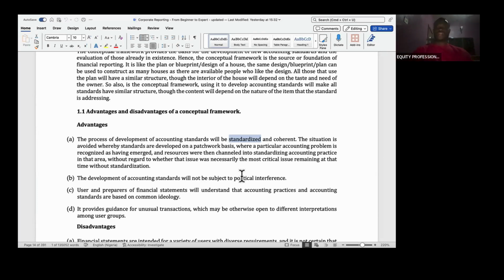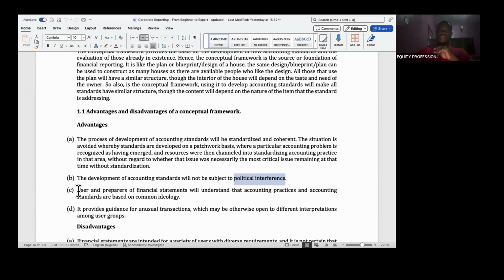The second one is that the issue of political interference in the process of developing standards will not arise. It will not occur because we have the principles that we use in developing our standards. So politicians cannot come and interfere in the process. Politicians cannot tell the FRCN, for example, that they should make companies value all their PPE at fair value, if politicians feel that they would benefit from that in terms of the market capitalization of the nation. That can't work. They can't tell us how we should develop standards because of this conceptual framework. So it will not be subject to political interference.